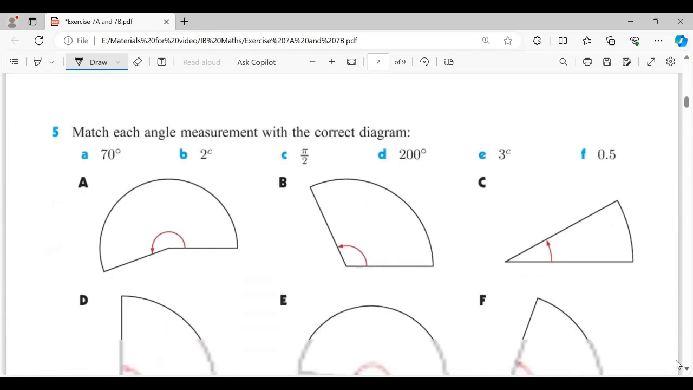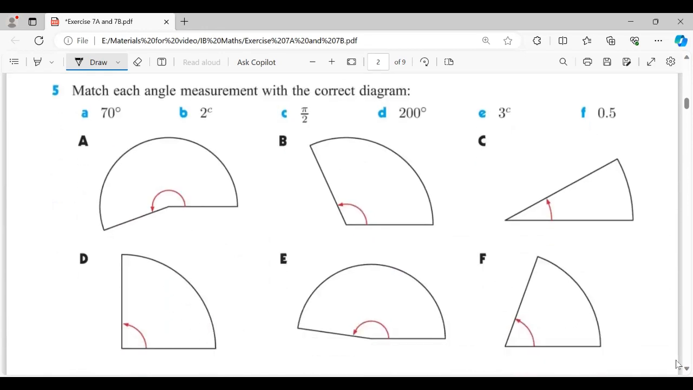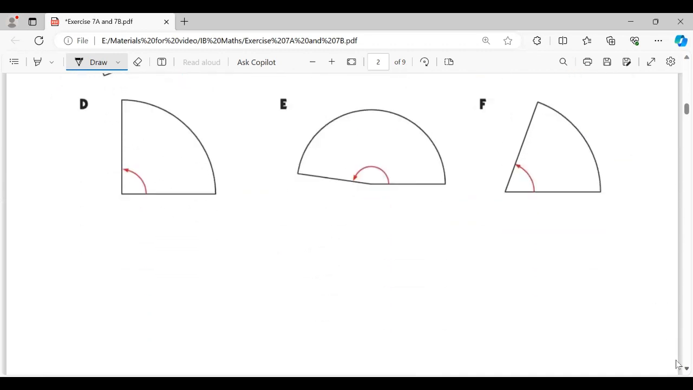Next, number 5. Match its angle measurement with the correct diagram. For number 5A, this is degrees, and B, this is radians. This is 2 radians. Next, for number 5A, 70 degrees, we have to find which angle is 70 degrees.